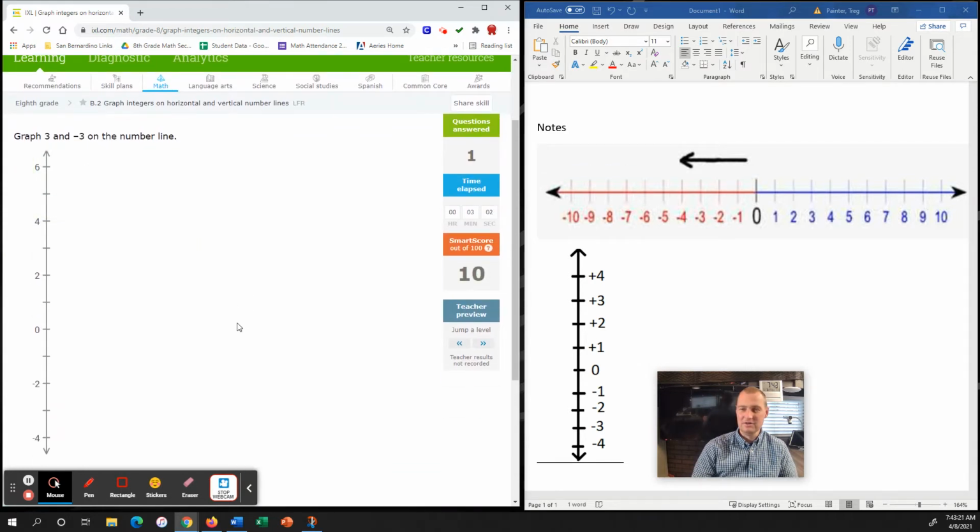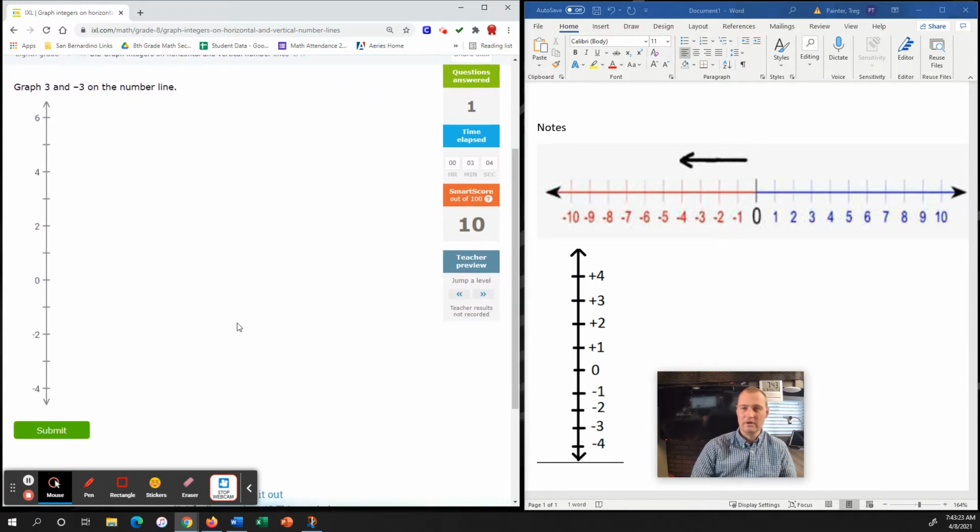All right, that's going to take us to 10 points already. We're going to graph 3 and -3 on the number line. So graphing 3 is pretty easy. I don't see a 3 on the number line, but counting from 2, the next point is 3 to 4. It makes sense that 3 is going to land between the 2 and the 4.